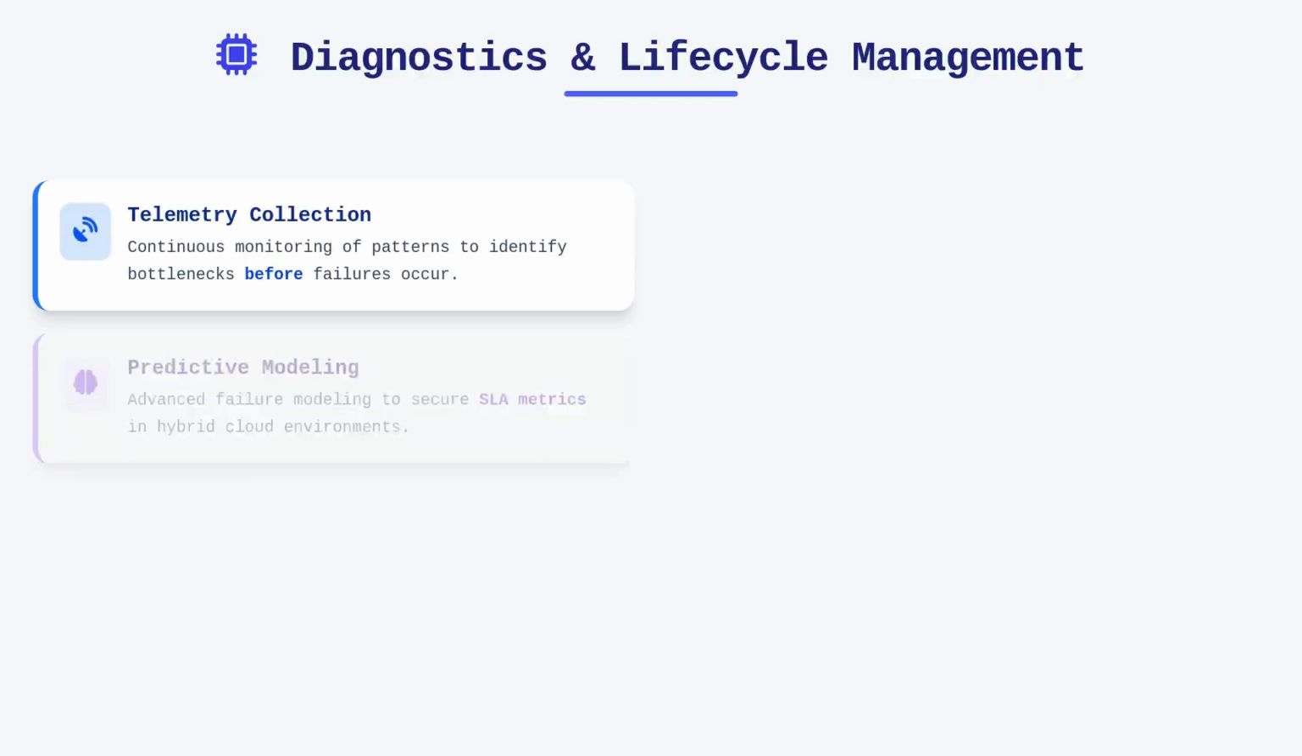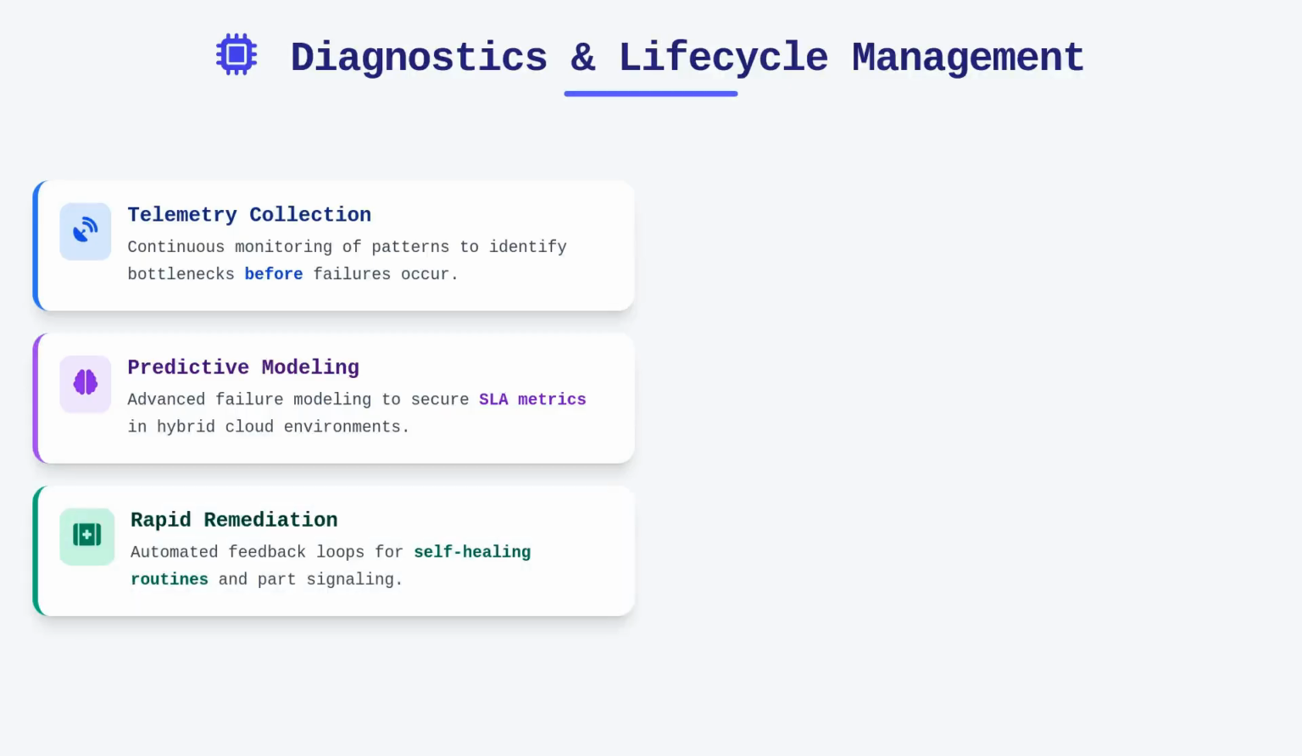You should internalize the concept of predictive failure modeling, as it directly impacts the service-level agreement metrics often debated in hybrid cloud environments. Rapid remediation is enabled by these automated feedback loops, where the array can signal for parts or trigger specific self-healing routines before a downtime incident occurs.